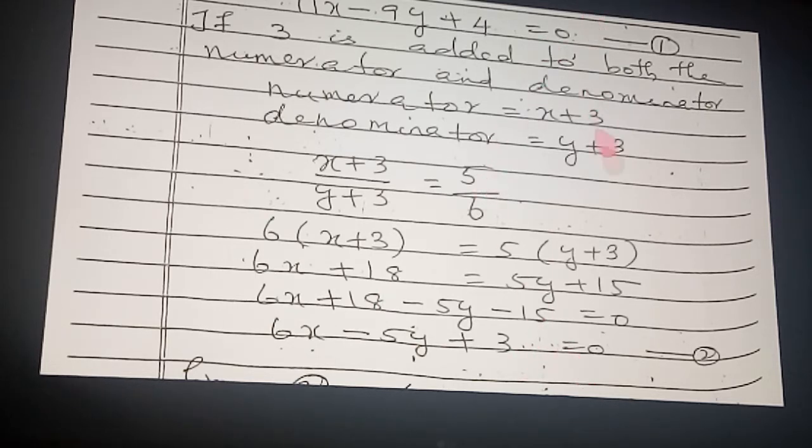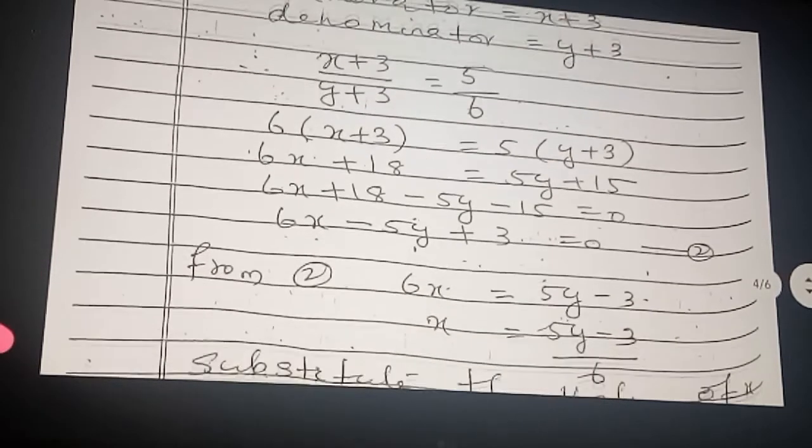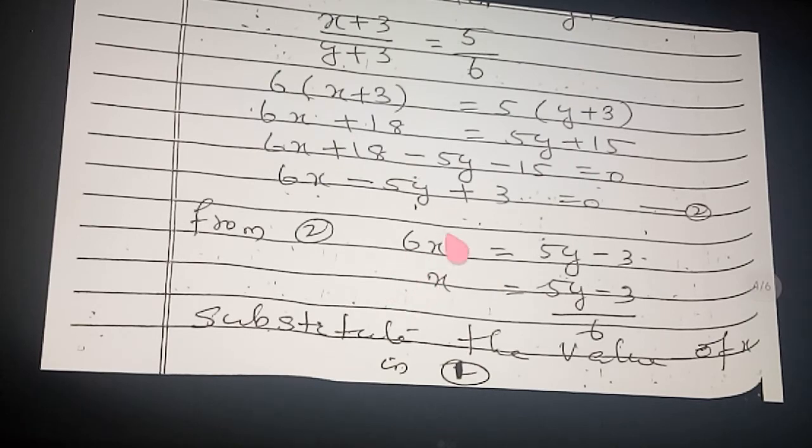Got the two equations now. Are both equations clear? Now solve it. From equation 2, 6x is equal to 5y going this side, plus 5y, and this 3 going this side, minus 3. So what is the value of x? 5y minus 3 divided by 6. This value of x, where did you take it from? From equation number 2. So where will we substitute now? In equation number 1. Therefore substitute the value of x in equation number 1.